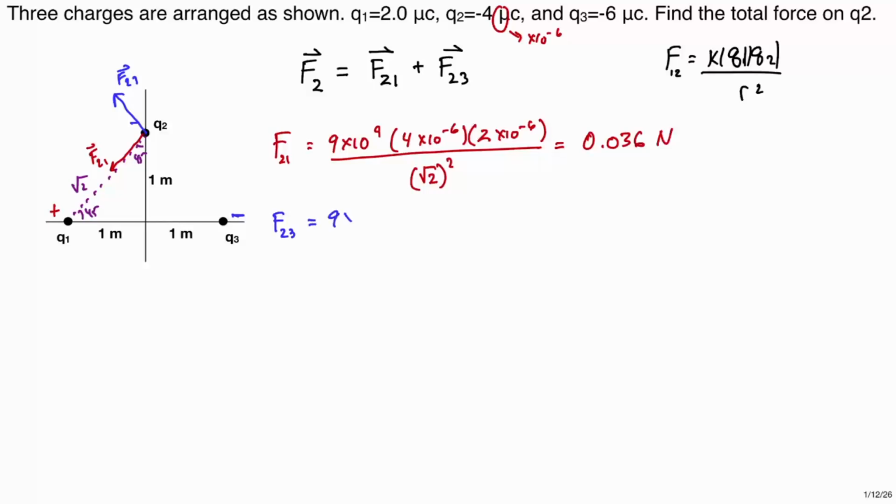Okay, 9 times 10 to the 9. Okay, so now I'm going to do F23. I'm just going to find that magnitude, right? Okay. So same process, but for the first charge, what charge are we putting in?